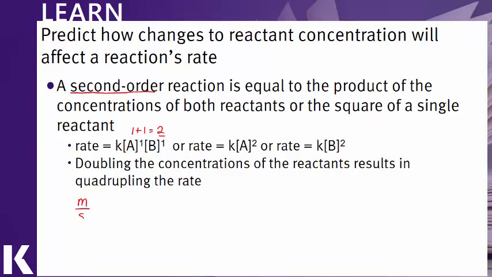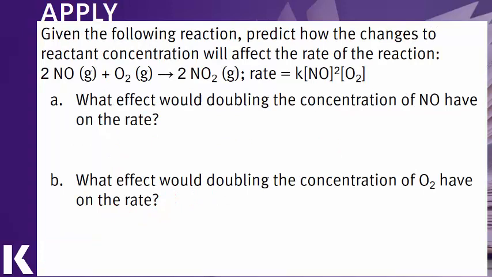Remember, rate is still molarity over second. Here, since we have 2 reactants, we would have molarity squared. And in order to get molarity per second as our rate, the rate constant would need to be 1 over molarity times seconds, which you can also see as molarity to the negative 1, second to the negative 1. So now let's apply this content to a practice question.